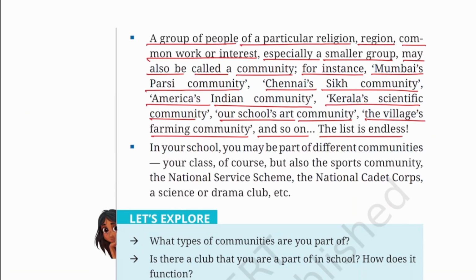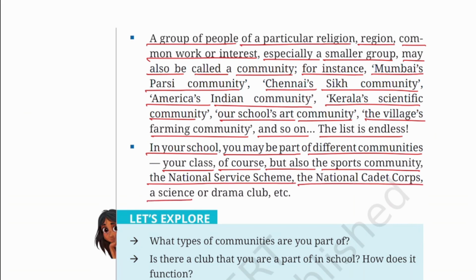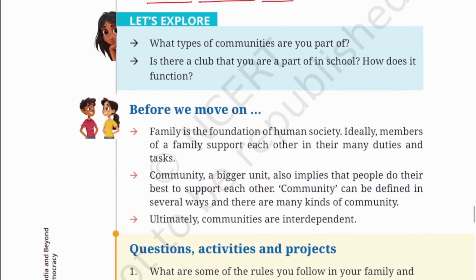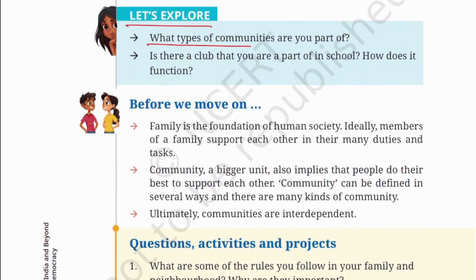The list is endless. In your school, you may be part of different communities, your class, of course, but also the sports community, the National Service Scheme, the National Cadet Corps, a science or drama club, etc. Let's explore. What types of communities are you part of? Is there a club that you are a part of in school? How does it function?